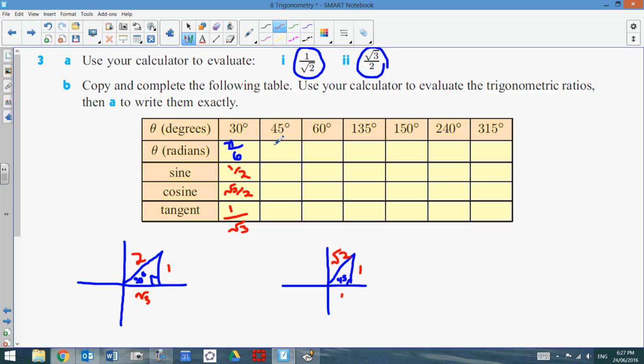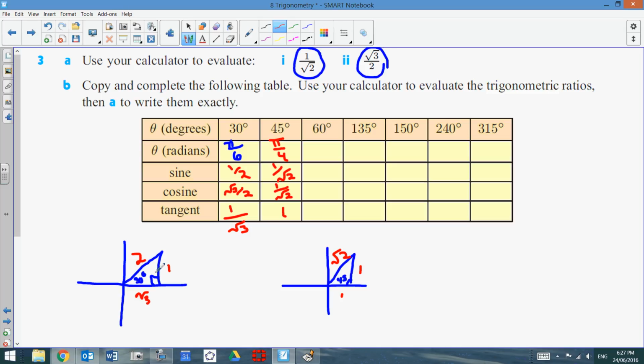So again, this is pi over 4. And my sine is opposite over hypotenuse, so 1 over square root of 2. Cosine, same, 1 over square root of 2, which would make my tangent opposite over adjacent as 1. Okay, so I'm going to wind up using these two triangles as I go around my unit circle.